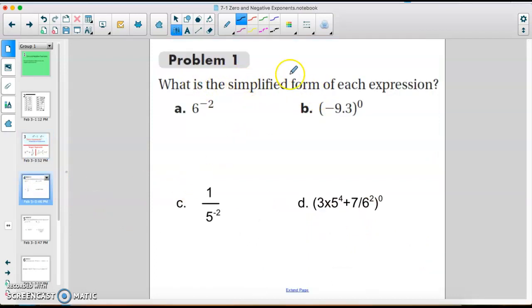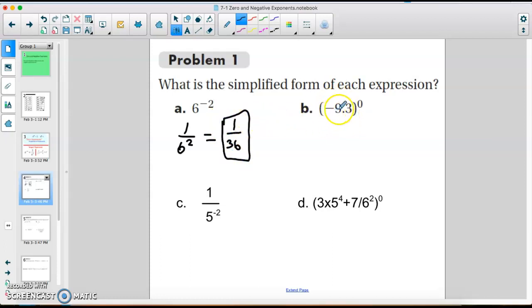So, what is the simplified form of each expression? Well, I know that 6 to the negative 2, I can make this positive if I just do 1 over and then move this down to the bottom. It becomes 1/6 squared. Now we can reduce this even further. 6 squared is 36. So that would be my answer.